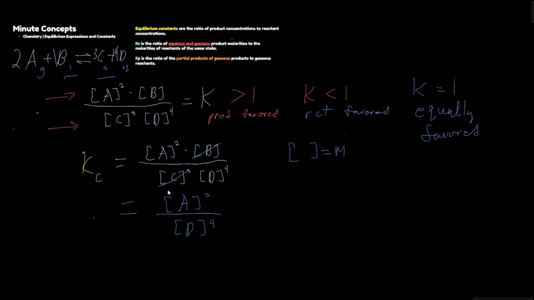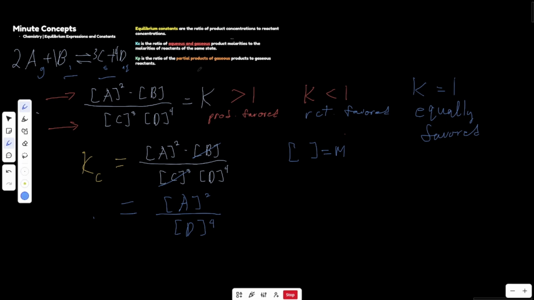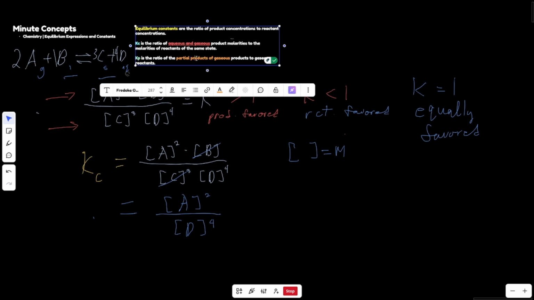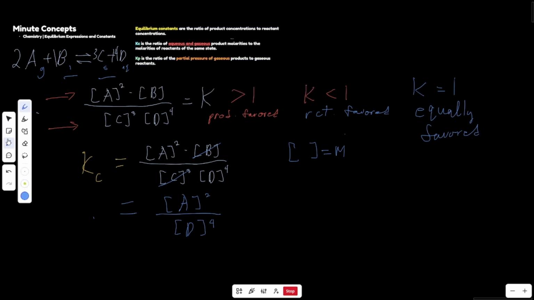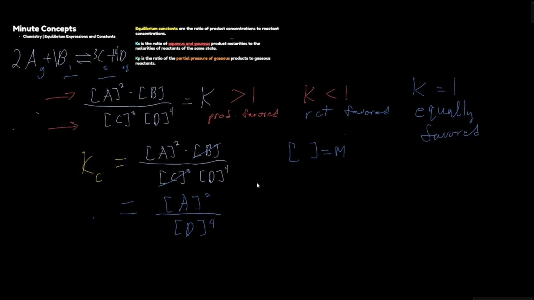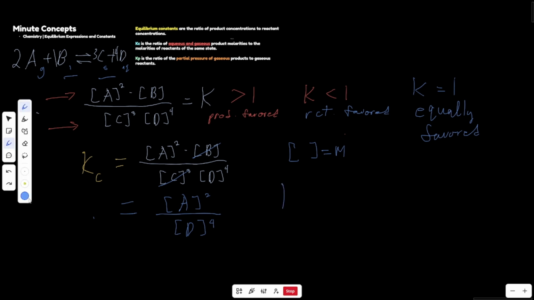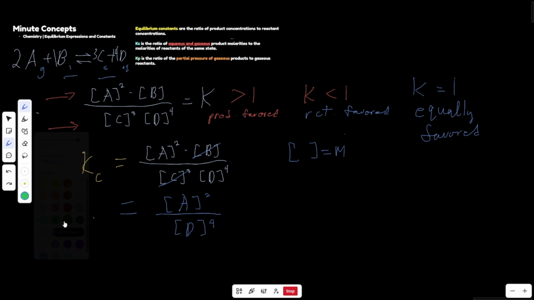Now, how about if we're dealing with Kp? What is Kp? Kp is partial pressure. Sorry, this shouldn't say product. This is partial pressure. This is just the same formula, except it only applies to the gaseous parts of our reaction. Since here we only have one gaseous element, which is A, let's change the color. Kp, let's make this green.